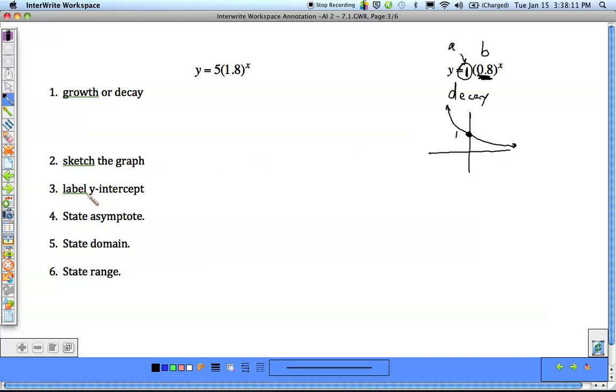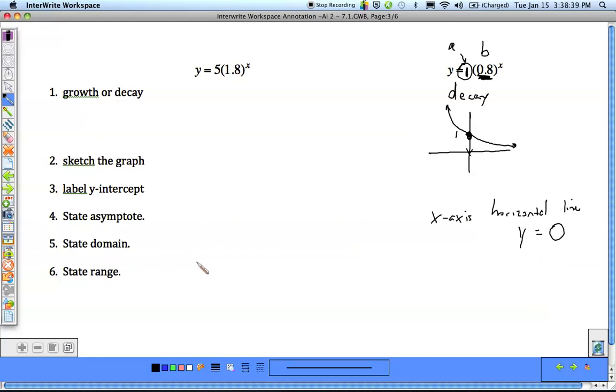Part 3, labeling the y-intercept. Well, we've already labeled the y-intercept in our sketch. We don't need to worry about that. The asymptote, which we said was the x-axis. Again, the x-axis is a horizontal line, so we just have to write out the equation of that horizontal line. Any horizontal line equation is going to be y equals. Well, what part of the y-axis does that go through? It goes through 0 on the y, so our horizontal line is y equals 0. That's our asymptote.